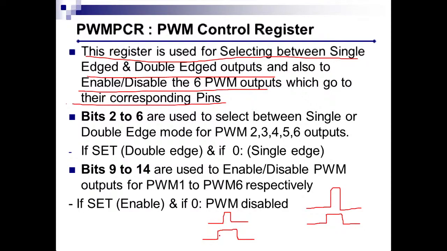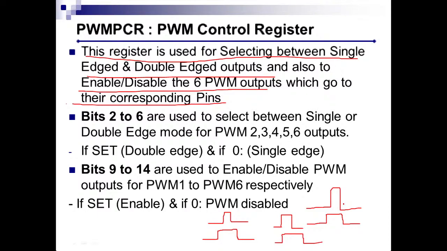Where the rise time will be somewhat early and the fall time will be late whenever the width is more. So here the fall time will remain at the same time, only the rise time will change, or sometimes it will happen in the reverse way also. It can be like this also. This is also a single edge, right? Width is changing but the rising edge remains the same. In this case the falling edge remains the same.